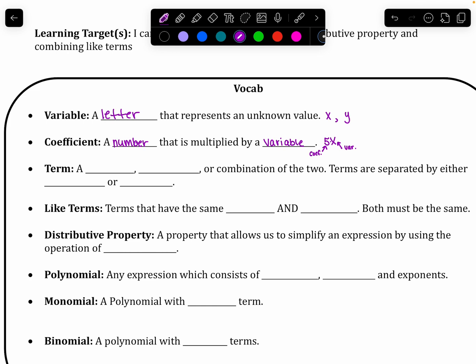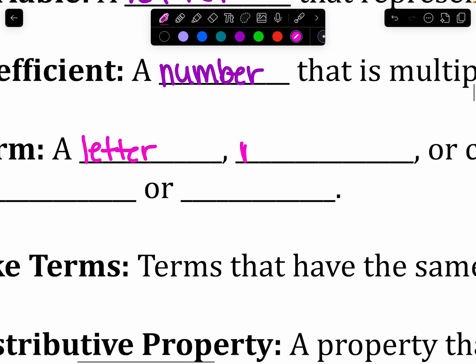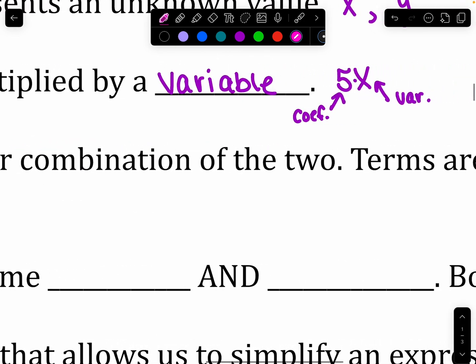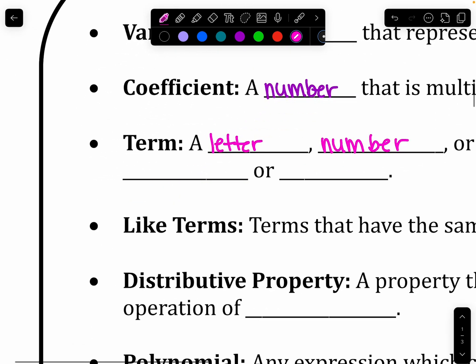A term is going to be a letter or a variable, a number, or a combination of the two. Terms are going to be separated by either addition or subtraction.